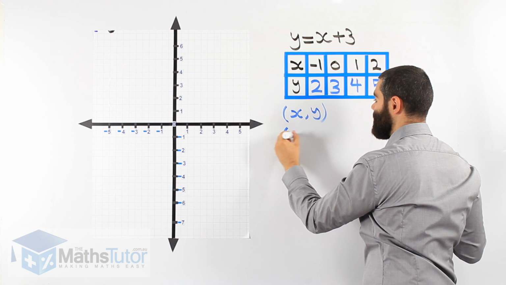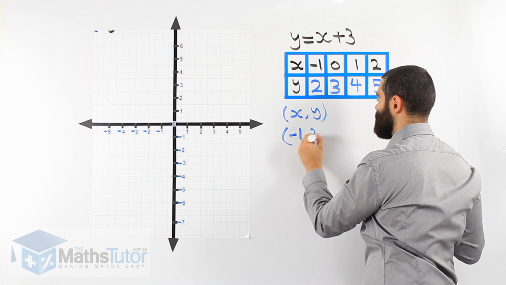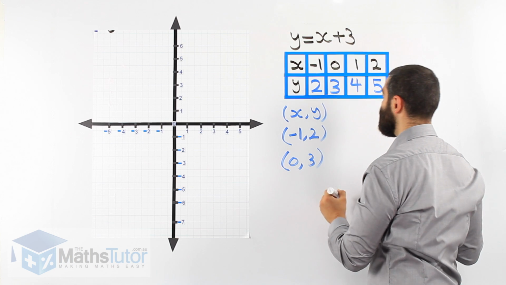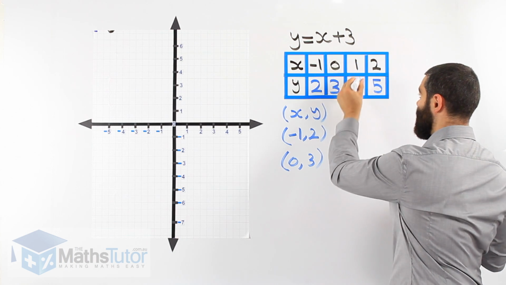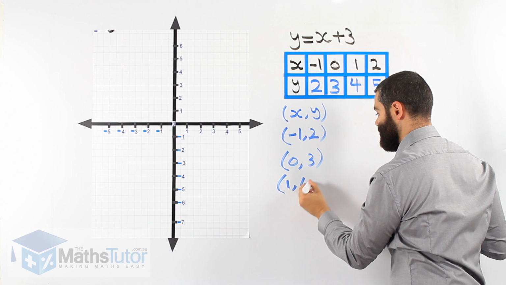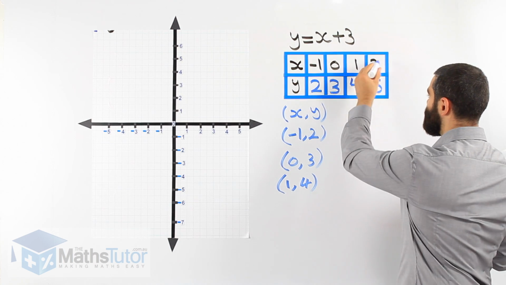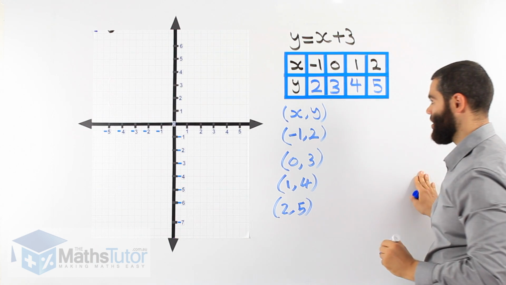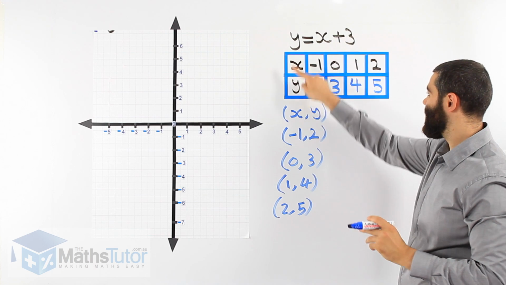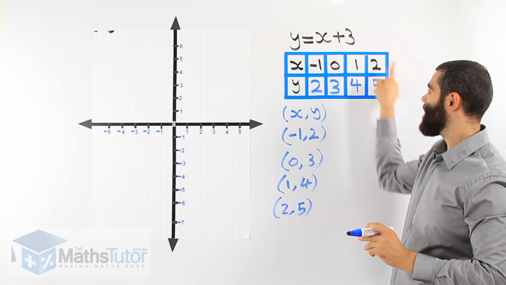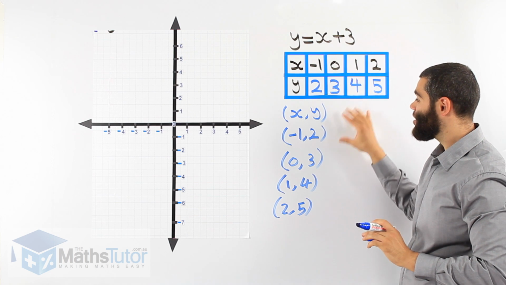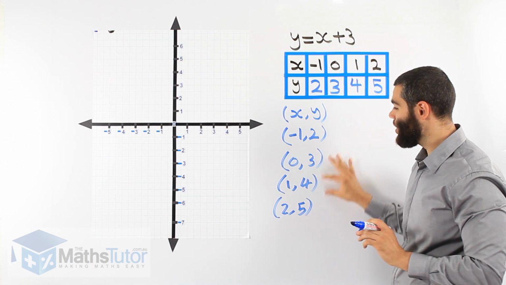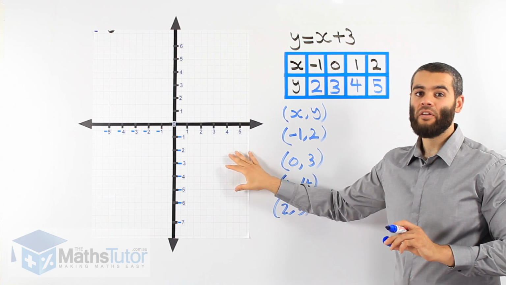So we're going to write like this: -1 and 2, 0 and 3. What's the next one? 1 and 4, and 2 and 5. Now this is exactly the same as that. This is in table form, the table of values. This is in coordinate form. Now these are our coordinates, meaning these are the points that we're going to graph on the number plane.